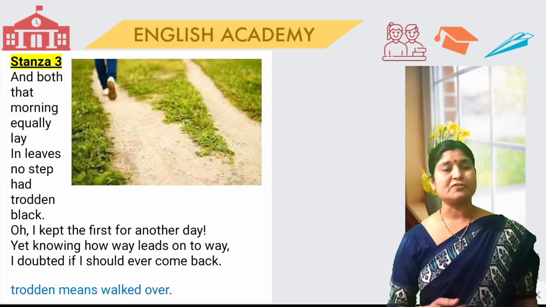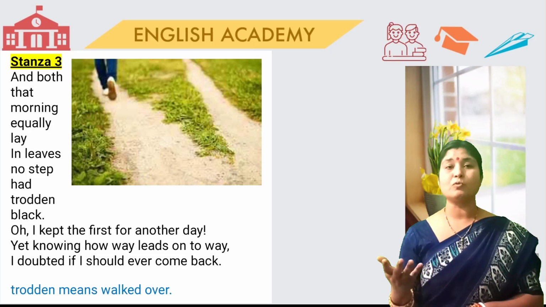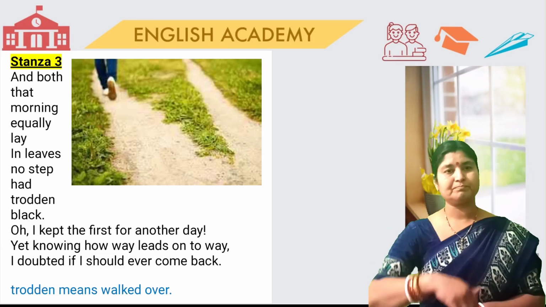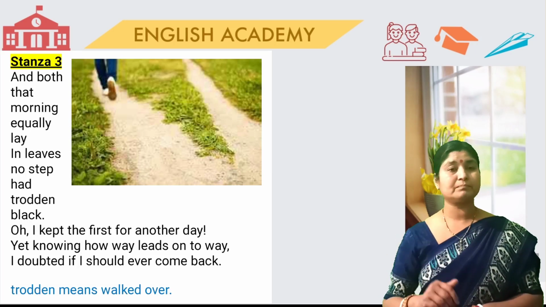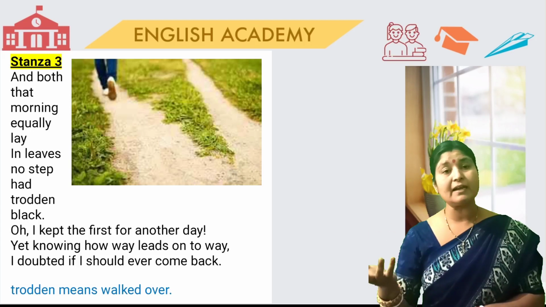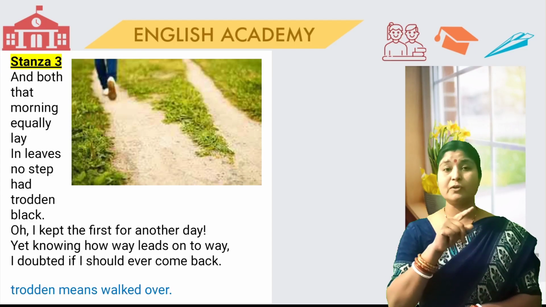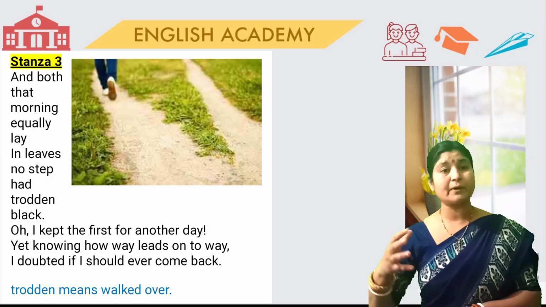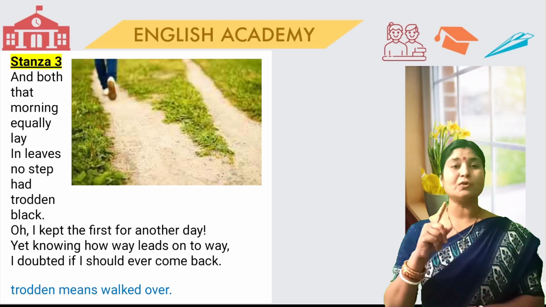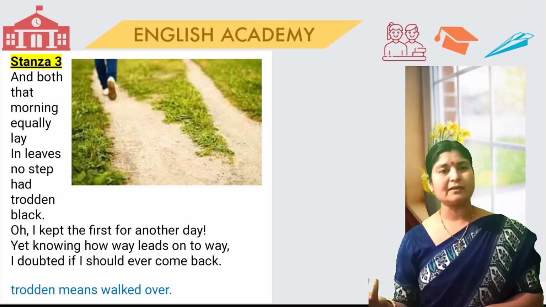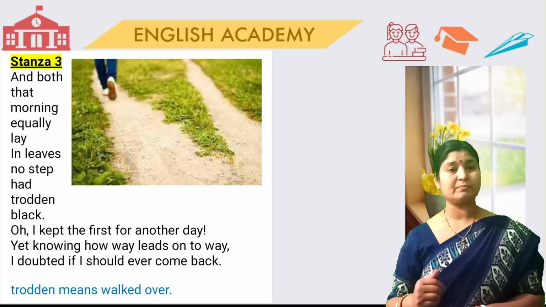In the third stanza, the poet says that both the paths or ways or roads were similar. That morning, both had leaves on them and no one had stepped on them as they were still green in color. He decided that day he would take one path and keep the other path for another day. Although he knew that one way leads on to another way, he knew that he could not go back on the choice that he had already made in his life.